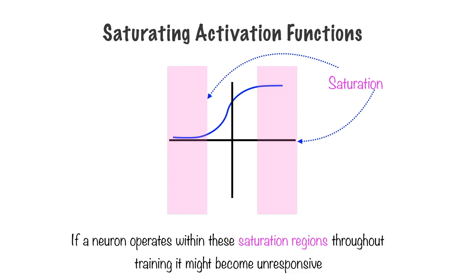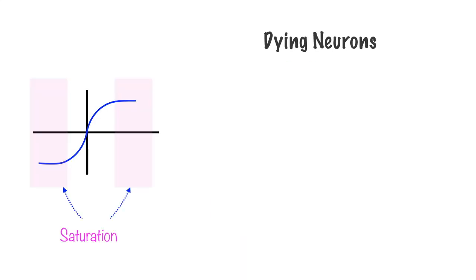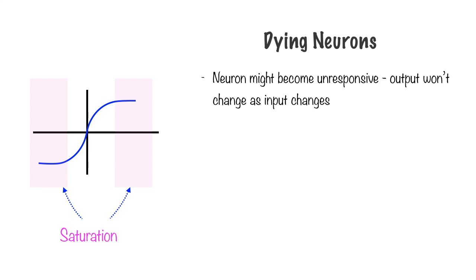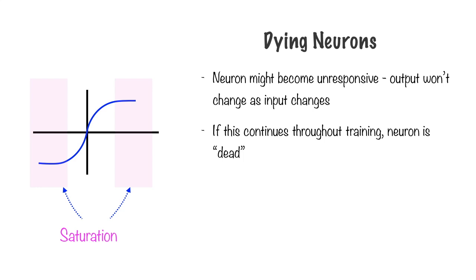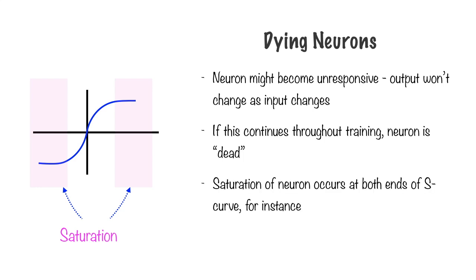So, if your neuron operates within these saturation regions during training, that neuron will become unresponsive, it will be dead. Once the input to the activation function is such that the output of the activation function is operating along these saturation regions, the neuron will become unresponsive. Even if you change the input, the output will not change. And if this continues throughout training, and if you can't force a neuron out of its saturation region, that neuron is essentially dead. Typically, in an S curve, saturation occurs at both ends, as you can see highlighted, which means that if your values are such that you enter saturation at the lower or the higher end, you're in trouble.